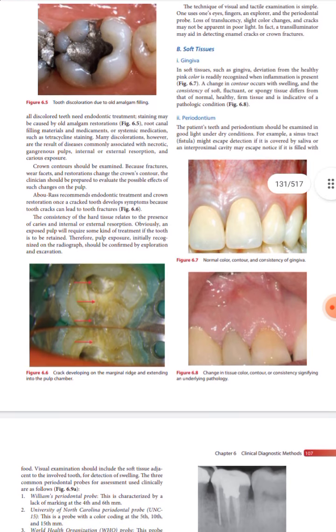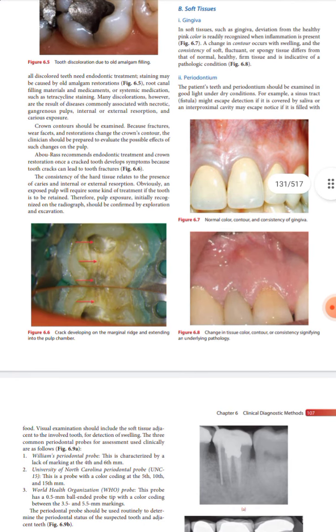The clinician should be prepared to evaluate the possible effects of such changes on the pulp. Endodontic treatment and crown restoration are recommended once a cracked tooth develops symptoms, because tooth cracks can lead to tooth fracture. The consistency of the hard tissue relates to the presence of caries and internal or external resorptions. Obviously, an exposed pulp will require some kind of treatment if the tooth is to be retained. Therefore, pulp exposure initially recognized on the radiograph should be reconfirmed by exploration or excavation.